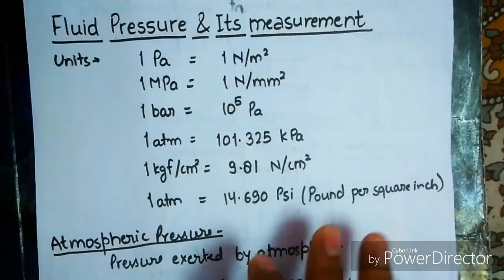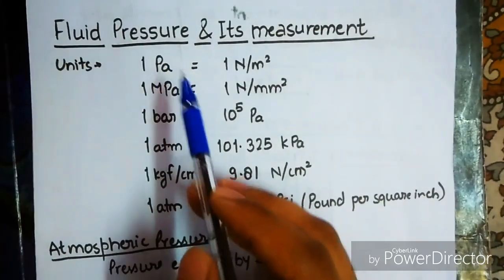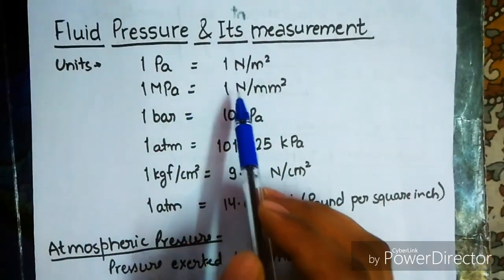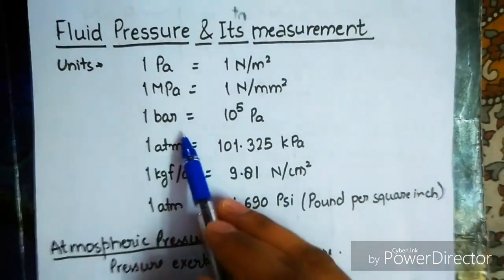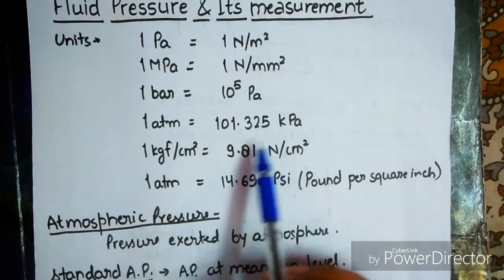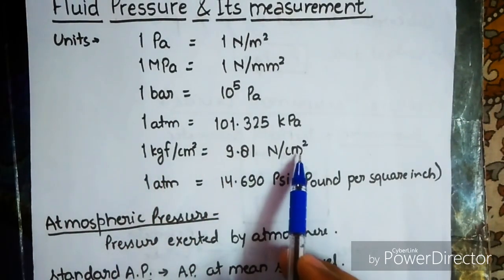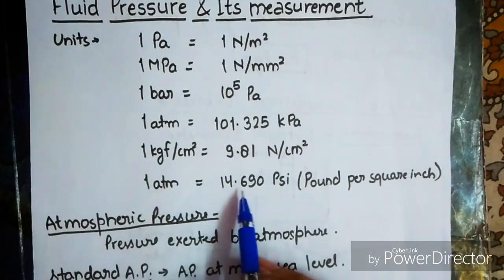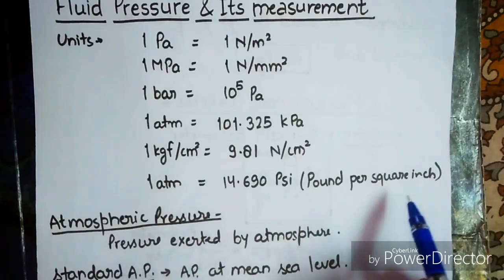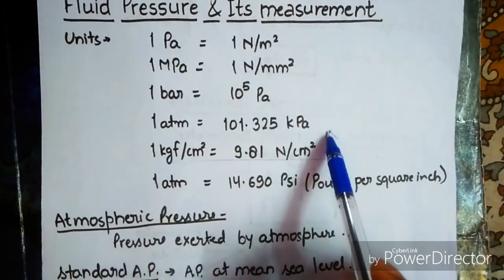Next topic is fluid pressure and its measurement. For fluid pressure, we have units here. Some units we have to memorize. 1 pascal equals 1 Newton per meter square, megapascal is 1 Newton per mm square, 1 bar equals 10 raised to 5 pascal, 1 atm equals 101.325 kilopascal, 1 kg per centimeter square equals 9.81 Newton per centimeter square, 1 atm equals 14.690 psi, pound per square inch. This is not of very much weight in our syllabus. Up to this point we have to memorize all these values.